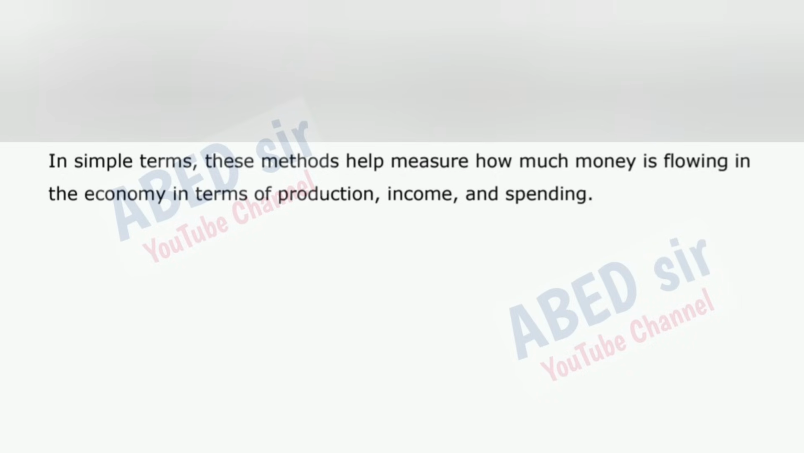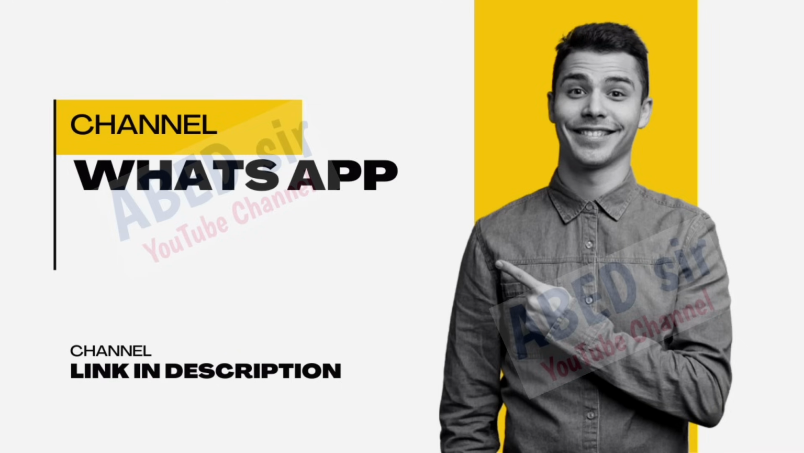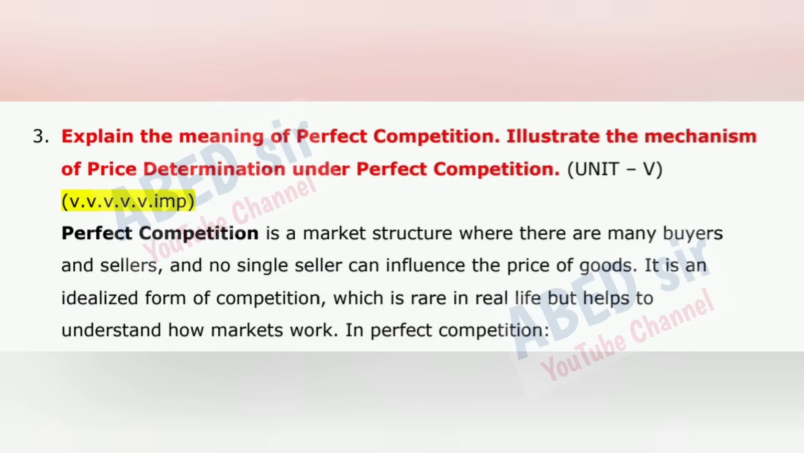In simple terms, these methods help measure how much money is flowing in the economy in terms of production, income, and spending. Next important question is 3. Explain the meaning of perfect competition. Illustrate the mechanism of price determination under perfect competition.